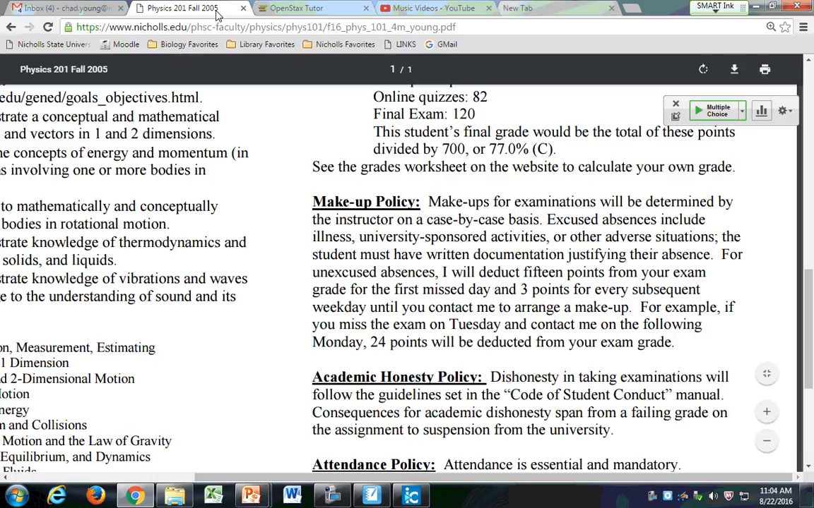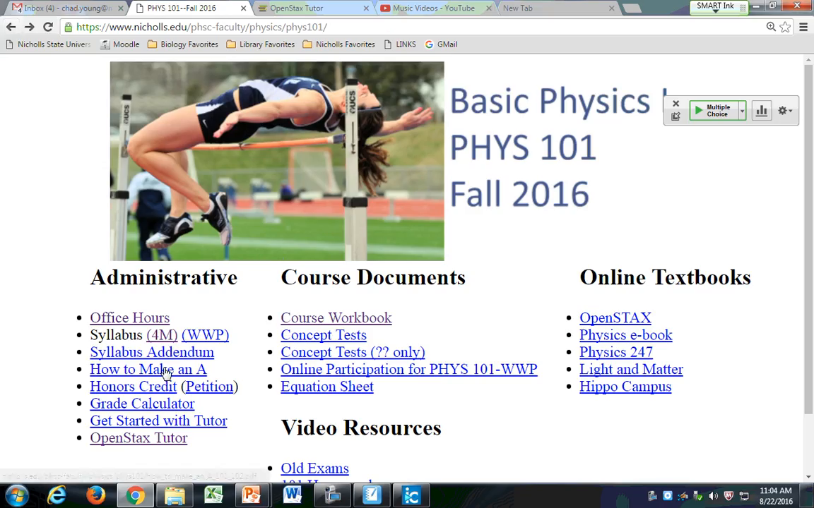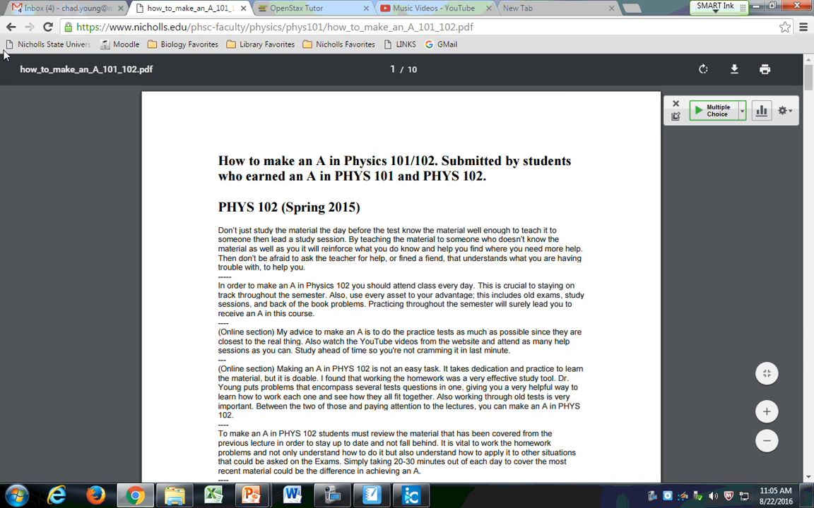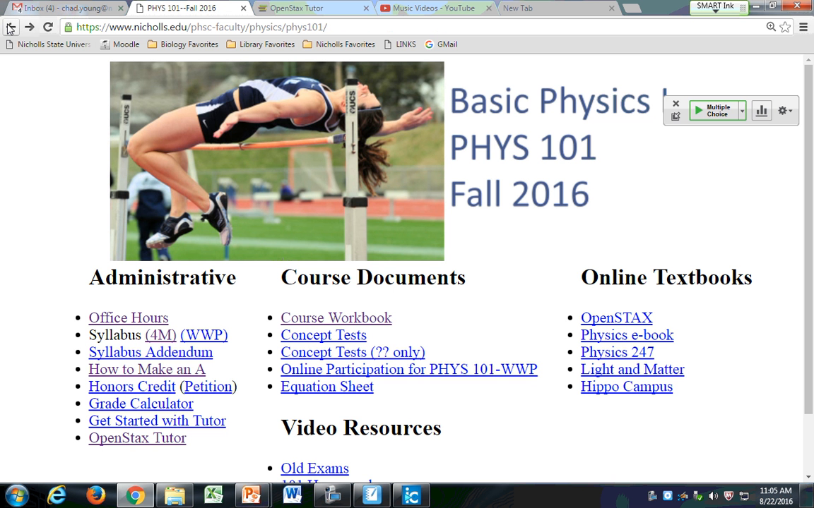So if you go to the website, oh, let's see, a few other things here. This is advice from students on how to make an A. I'll let you read that on your own. It's also in the back of the book. They come to class, they study old tests, they do the homework, and they study the clicker questions that we do in class. That's what they do in short.